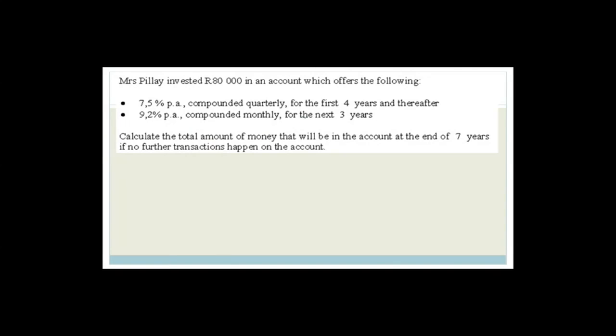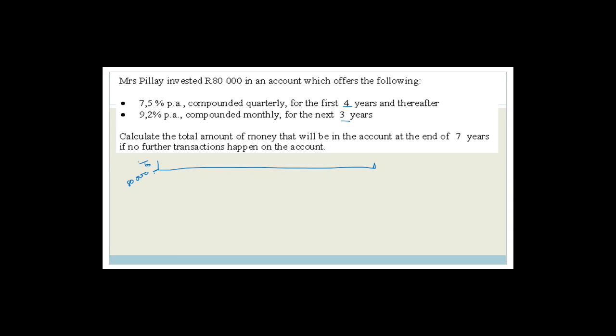7.5% per annum compounded quarterly for the first 4 years. Thereafter, 9.2% per annum compounded monthly for the next 3 years. Calculate the total amount of money that will be in the account at the end of the 7 years if no further transactions. Okay, so that's not too bad, right?